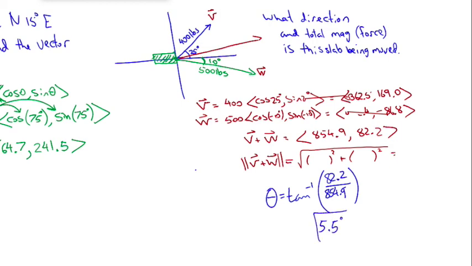5.5 degrees. Now, if I want to put it in the language of north, west, east, that type of thing, do you remember how to do that? This would be north, 84.5 degrees east.